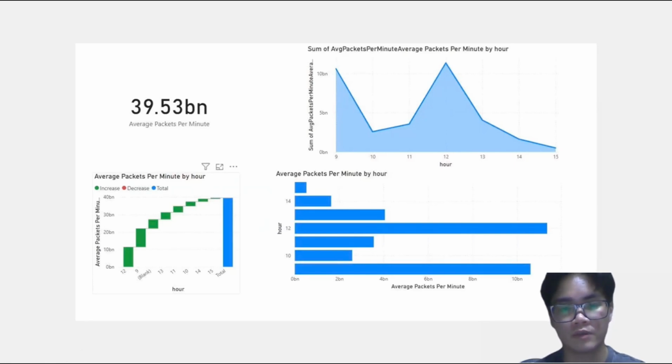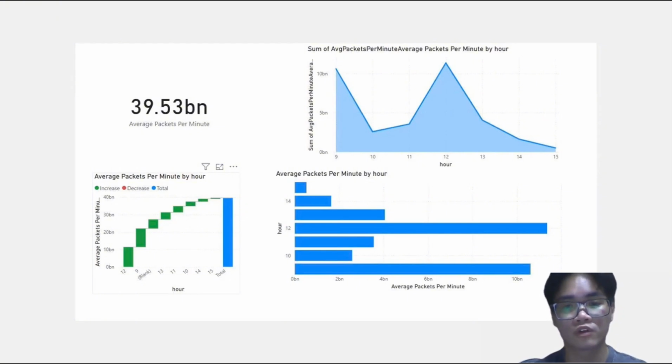The large number at the top, 39.53 billion packets per minute, represents the overall average across the dataset. If we look at the line chart on the right, we can see that packet activity peaks around 12 p.m., followed by a sharp drop after 1 p.m. The horizontal bar chart below shows a similar pattern. Hours 9 to 12 have the highest level of traffic, while hours 10 and 15 are significantly lower.